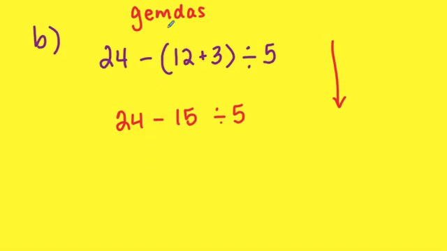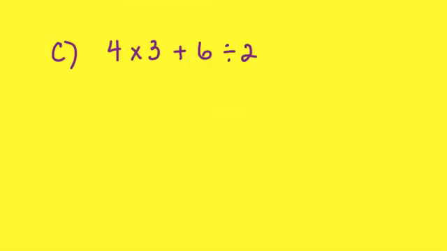Okay, then I have to go on, there's no exponents, so I go on to multiplication and division, and I see that there is a division symbol, so I have to do that before I can get on to that addition and subtraction. So I do 15 divided by 5, which is 3. So 24 minus 3, which gives us 21. All right, we're going to add on.